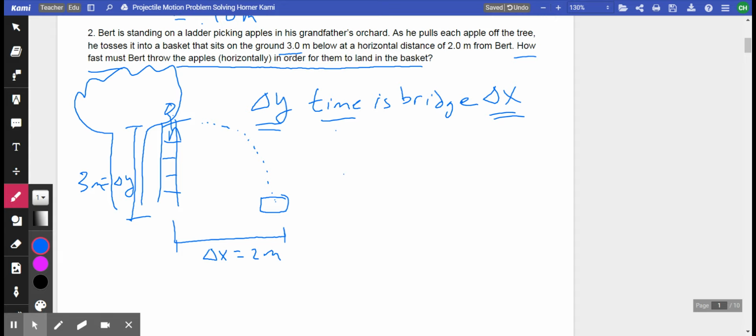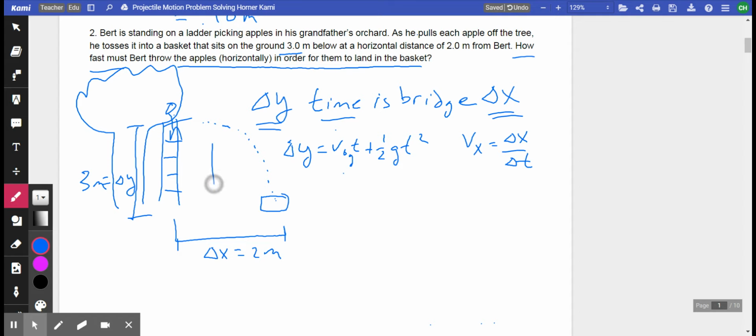So if I want to find the velocity in the x direction, velocity in the x direction is equal to delta x over delta t. So I've got to find delta t over here in the y section. What did we say the equation was? It is delta y is equal to the original velocity times time. Remember, this is original velocity in the y times time, plus 1/2 of gravity times time squared. Again, down is positive for this one, so down is positive.